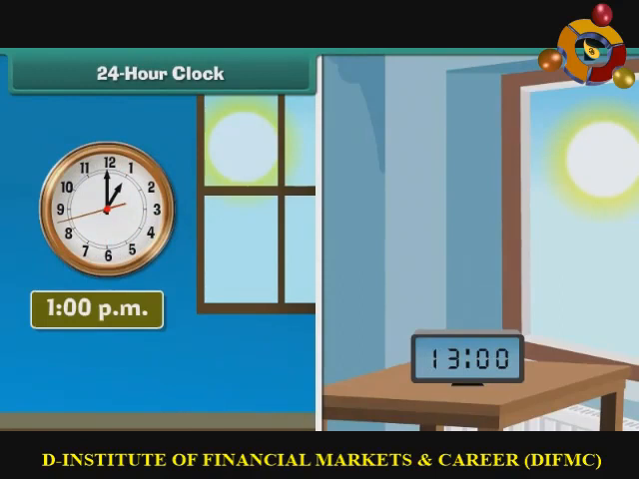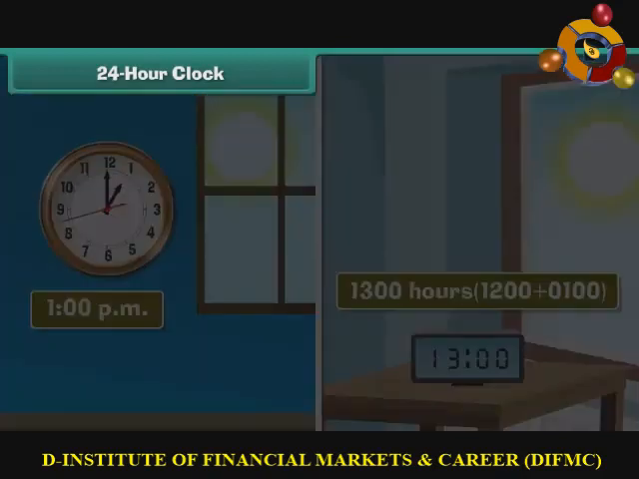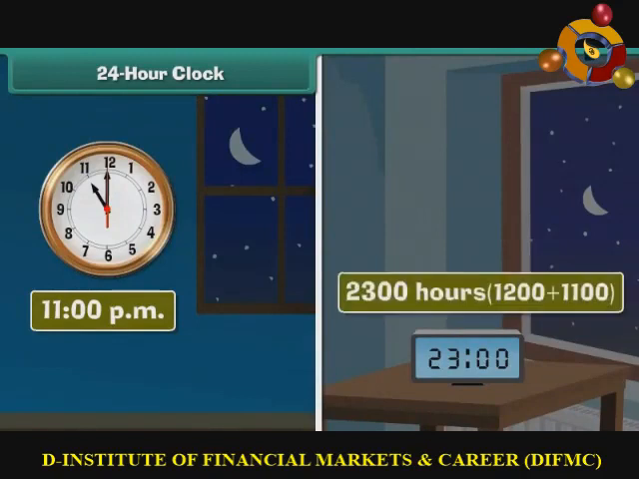1 p.m. on the 12-hour clock is represented as 1300 hours on the 24-hour clock. 1300 is nothing but 1200 plus 0100. Similarly, 11 p.m. on the 12-hour clock is represented as 2300 hours on the 24-hour clock. 2300 is nothing but 1200 plus 1100. The 12-hour clock restarts measurement of time from 1 for the second half of the day. But the 24-hour clock measures time continuously. It denotes all times corresponding to PM on the 12-hour clock with values greater than 1200.